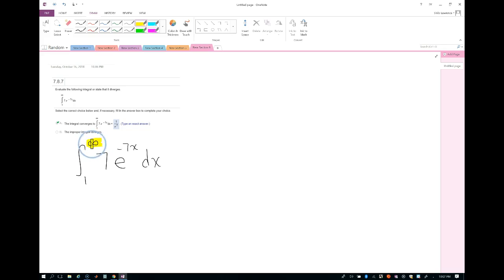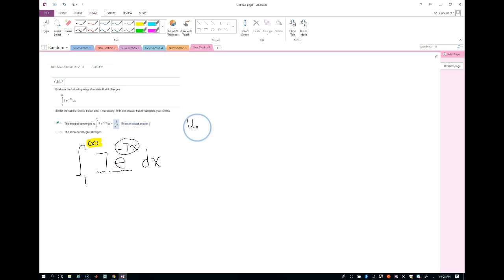Infinity is just the idea that we're allowed to continue on forever in the positive direction. So we don't have to really worry about that infinity until after we find our antiderivative. So the very first thing you should do is just find your antiderivative here.